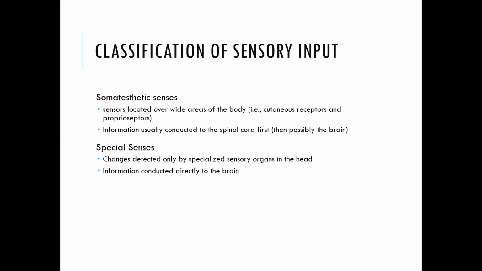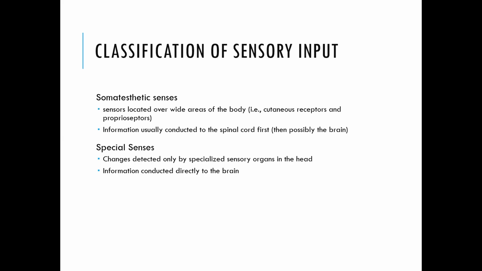Now, sensory inputs can be classified in a variety of different ways. We can have somatic senses, where you have senses located over wide areas of your body. Example, your cutaneous receptors in your skin, your proprioceptors that activate your muscles. The type of information that is conducted here usually goes up to your spinal cord first, and then it's sent to your brain. So those are the most common types, the larger quantity of sensory input that we would be dealing with.